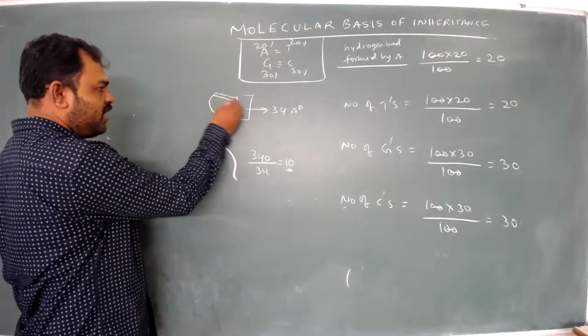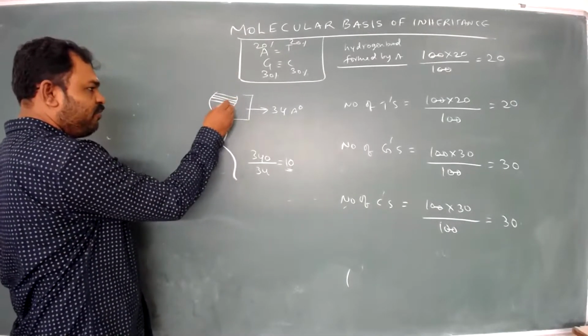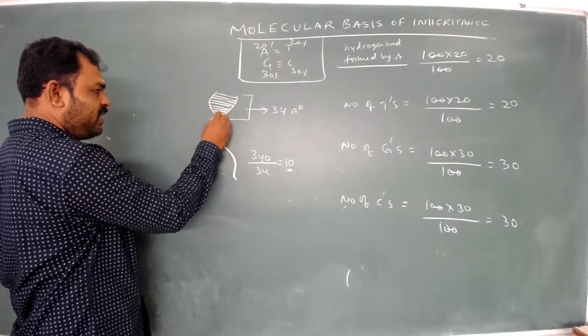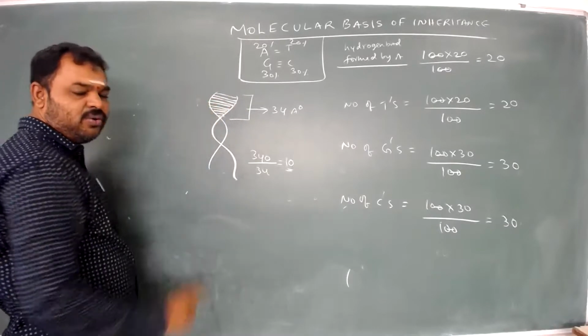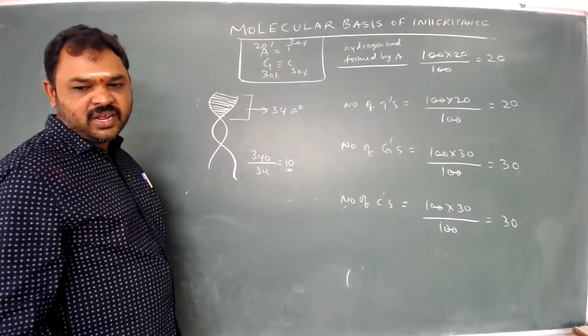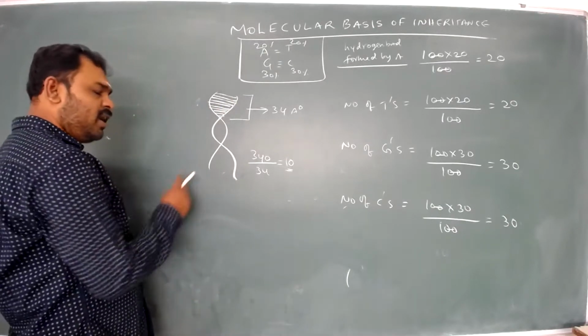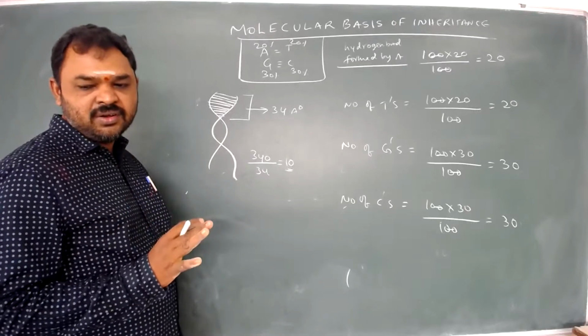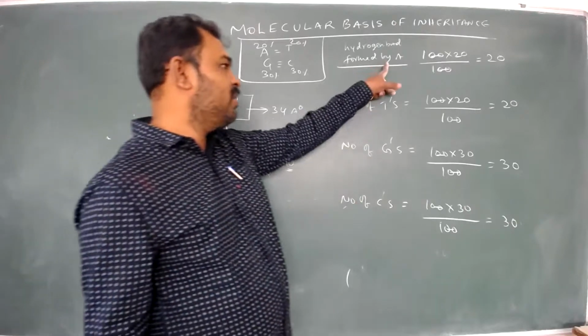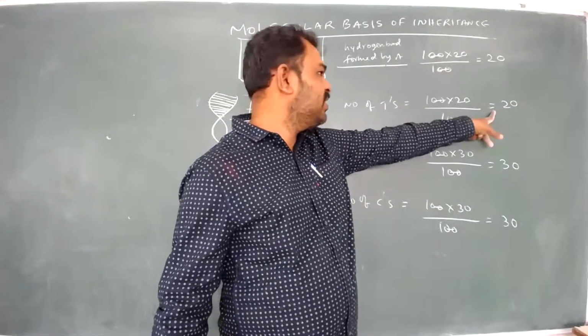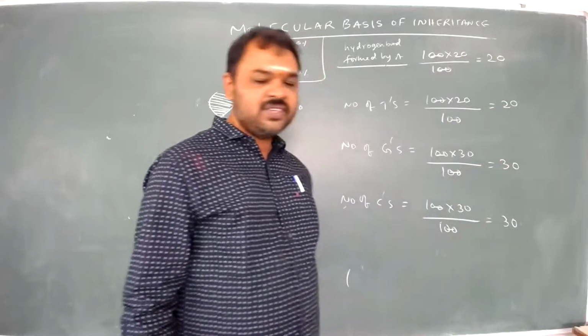Here, like this, one helical has 10 nucleotides: 1, 2, 3, 4, 5, 6, 7, 8, 9, 10. One helical equals 10 nucleotide base pairs. 10 helicals equal 100 nucleotide base pairs. So in the given DNA, how many nucleotide base pairs? 100. Out of 100, how many A's will be there? 20 A's, 20 T's, 20 G's, 20 C's.